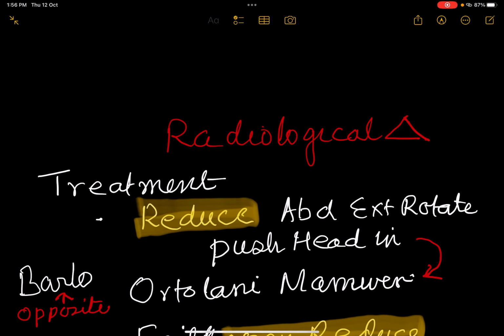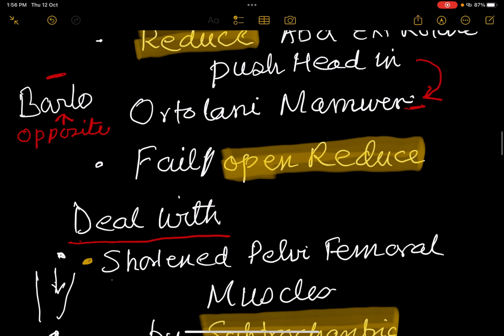This is called the Ortolani maneuver. The reverse of it, where you can dislocate the head, is called Barlow. Barlow means bahar low. If the child is older and you fail to close reduce, you will retain the closed reduction by what is called a von Rosen splint.